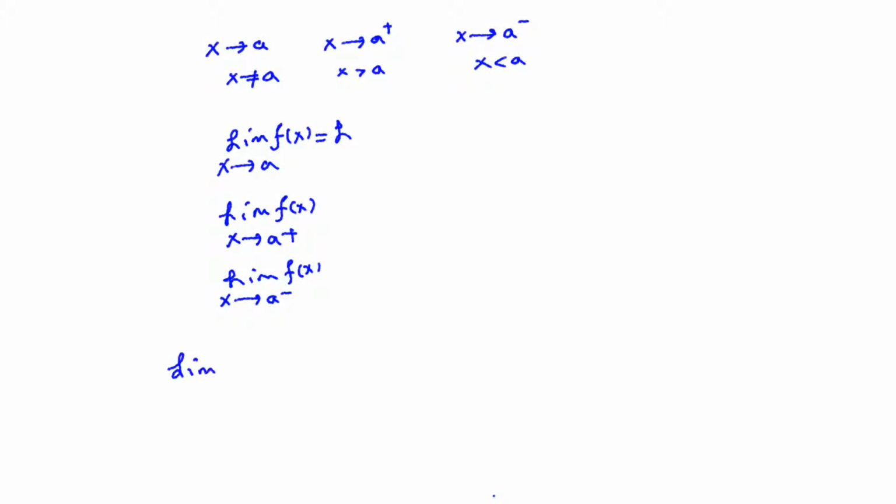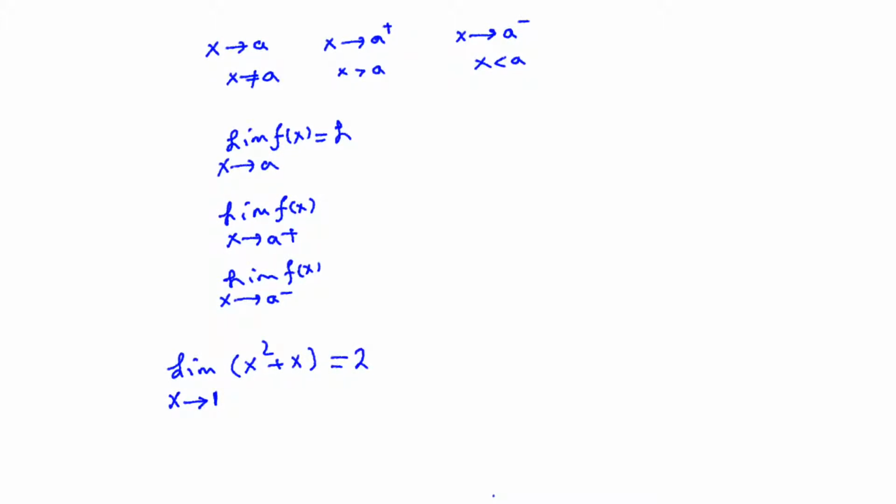Let's have one more example. Then we want to find limit of f of x as x approaches 1. When x approaches 1, x² is close to 1, therefore x² plus x is close to 2.